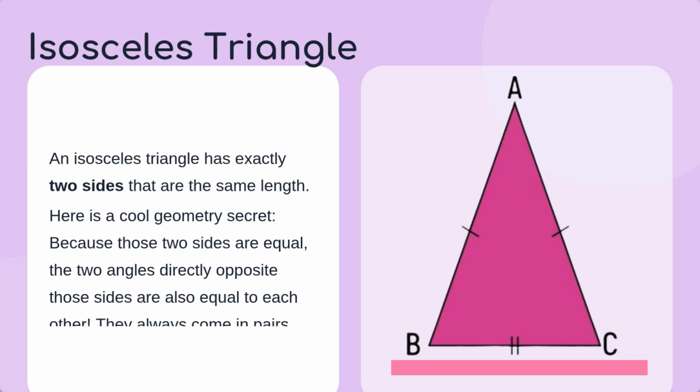Next, we have the isosceles triangle. An isosceles triangle has exactly 2 sides that are the same length. Think of them as a matching pair. And here's a super cool geometry secret. Because those 2 sides are equal, the 2 angles directly opposite from them are also exactly equal to each other. They always come in pairs.